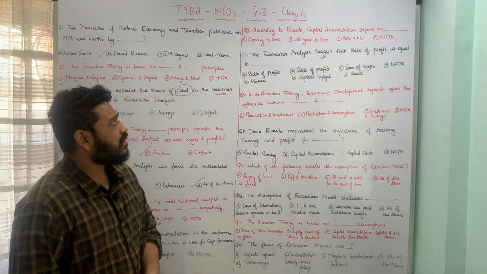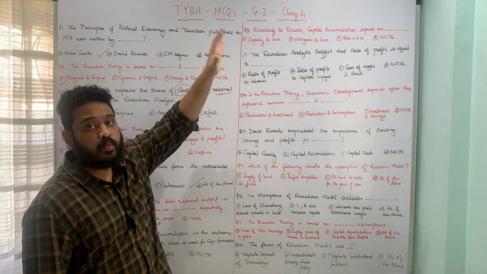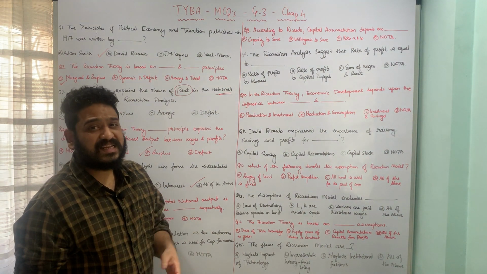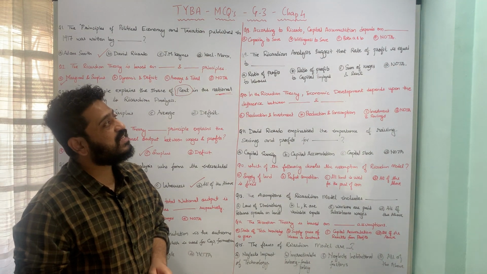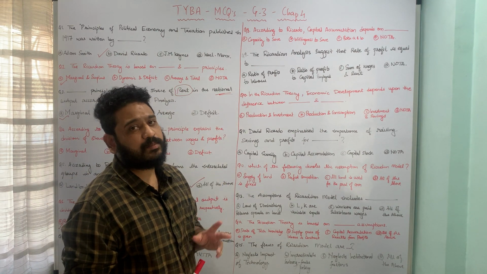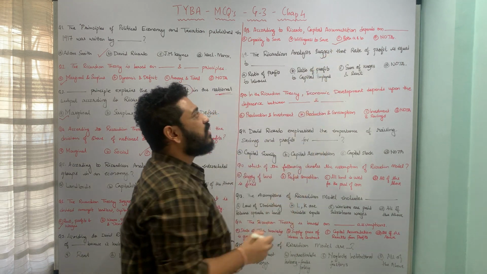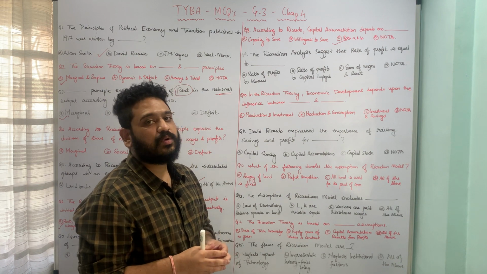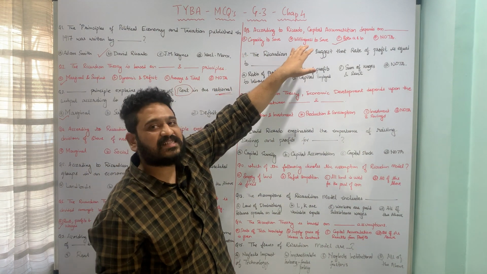The next one says that according to David Ricardo, capital accumulation depends upon what? A, capacity to save, B, the willingness to save, C, both A and B, that means capacity to save as well as willingness to save, and D, none of the above. According to the Ricardian analysis, capital accumulation depends upon both your willingness to save as well as your capacity to save. So option C, both A and B, is the correct answer.